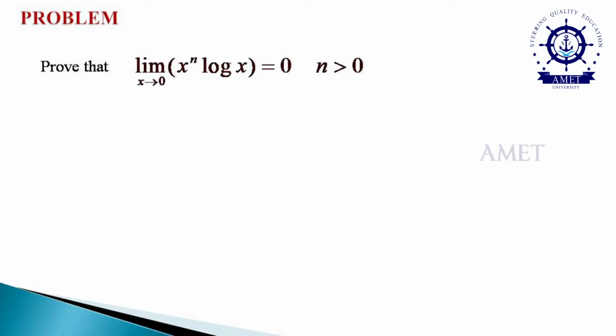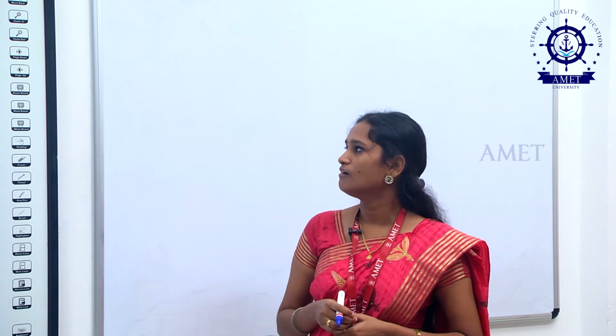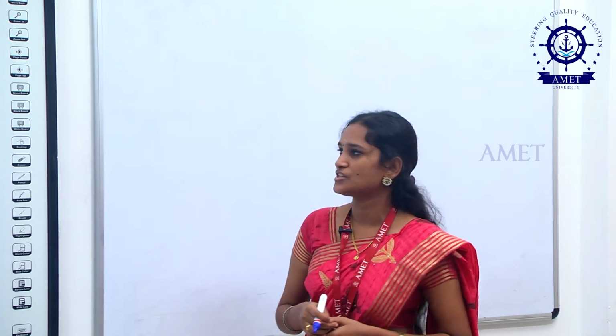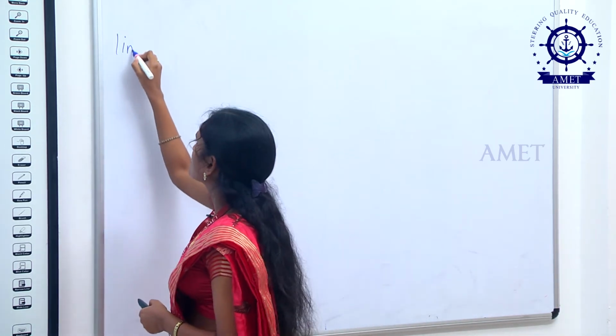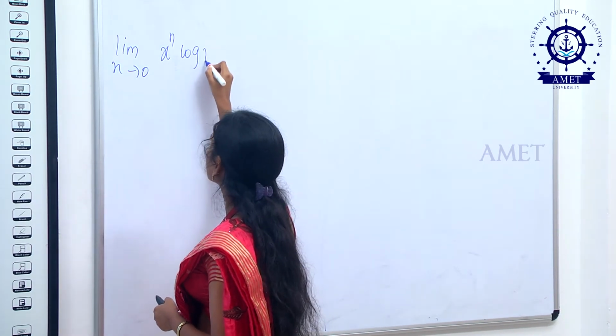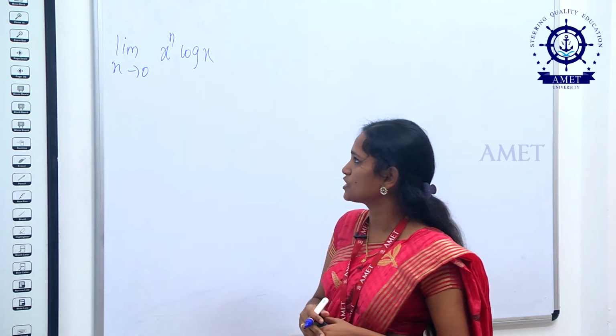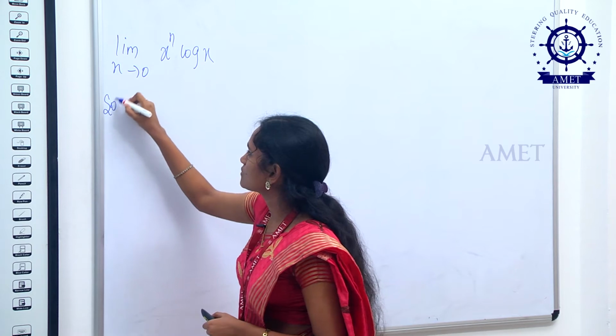The next problem is: prove that limit x tends to 0 of x to the power n into log x is equal to 0, where n is greater than 0. So the problem is limit x tends to 0 of x to the power n log x. In this problem we have to prove that the final answer becomes 0. Now start with the solution.